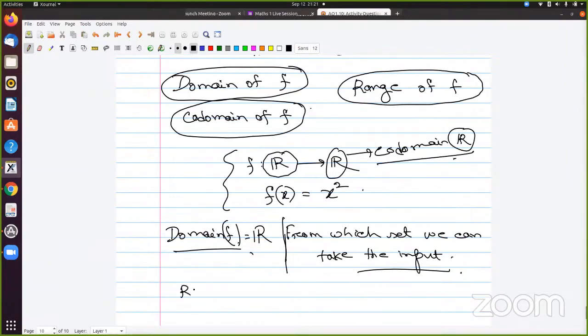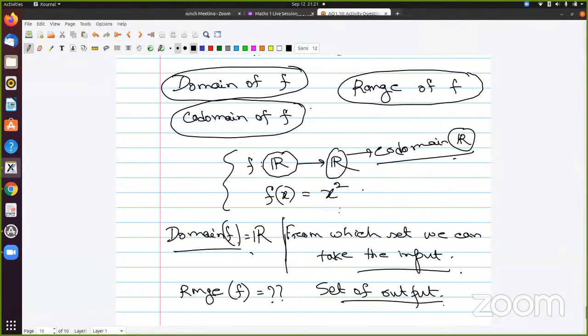Now, what is my range? That is really important. Range of f: what is that? This is the set of outputs. Can you tell me what is the set of outputs for this function? x square is just a notation. All positive real values, from 0 to infinity. The set of all positive real numbers will be the output.